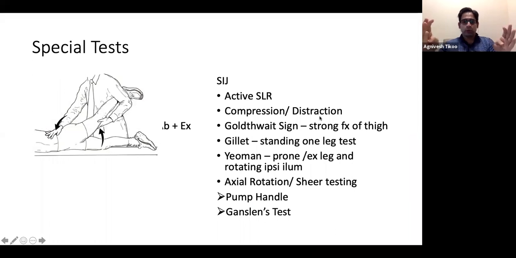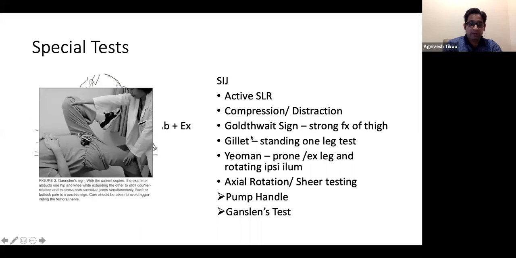So you hold the two iliac bones and try to press them together, or you try to distract them. If the patient complains of pain, then it is called a positive sign for the sacroiliac joint. Now this test is what you call the Gaenslen's test.